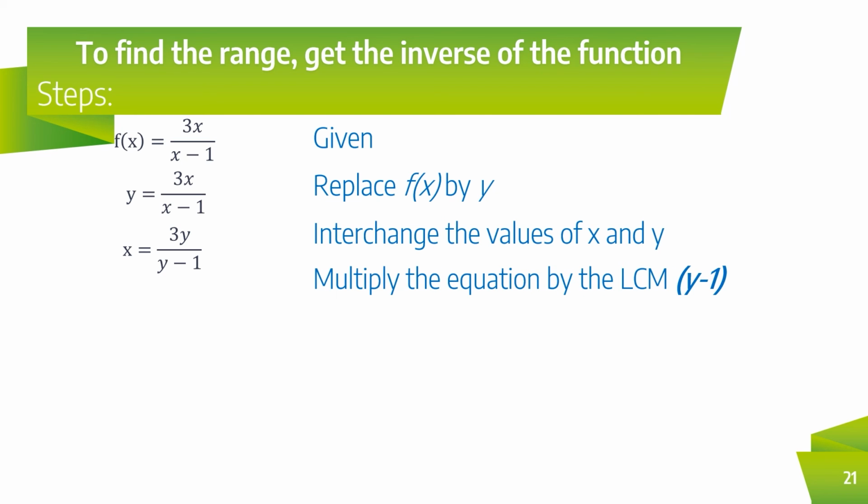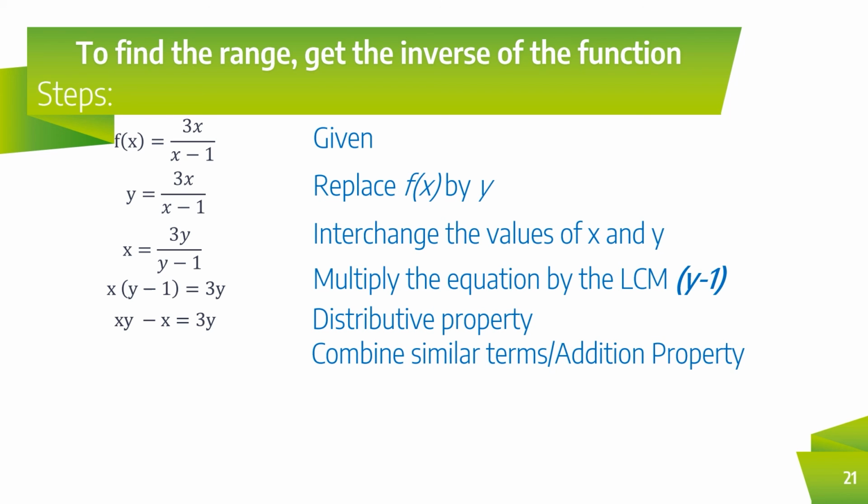Next step is to multiply the equation by the LCM, y minus 1, and that will become x times the quantity y minus 1 equals 3y. By distributive property, x times y is xy, and x times 1 is x. So we have xy minus x equals 3y. Then, combine similar terms, or by addition property, we have xy minus 3y is equal to x.